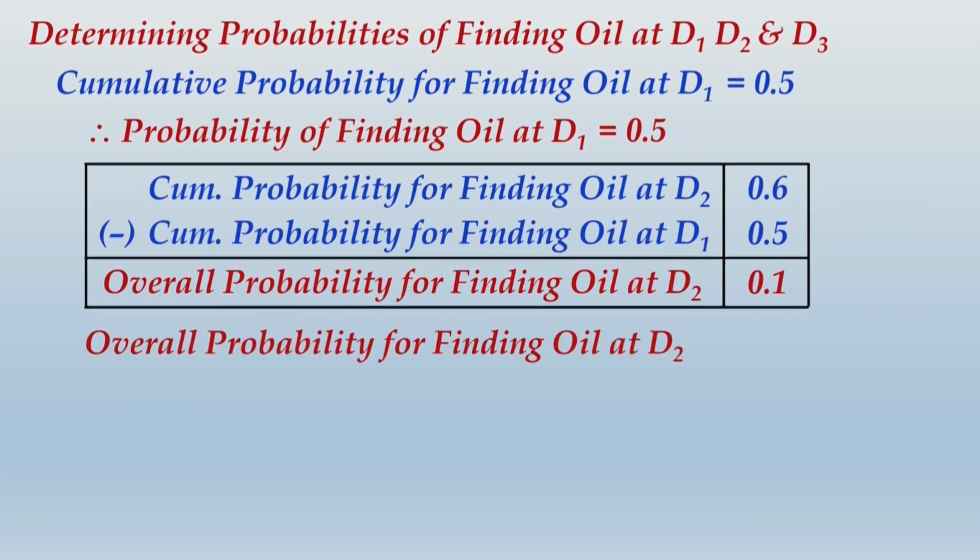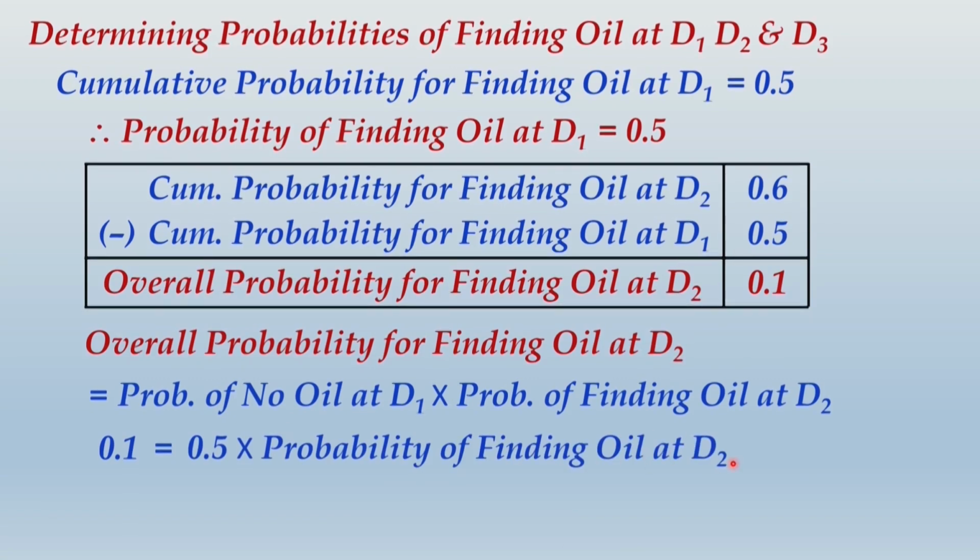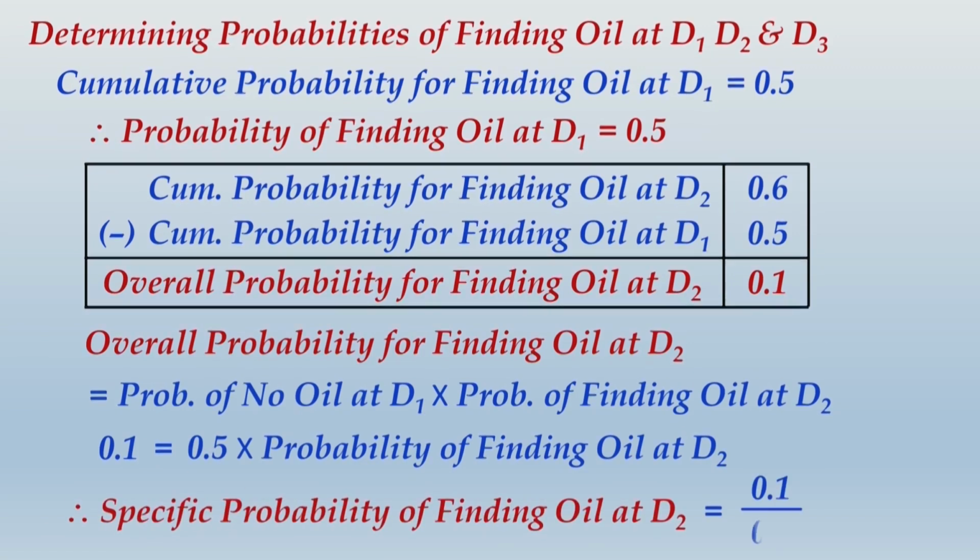The overall probability of finding oil at D2 will be probability of no oil at D1 multiplied by probability of finding oil at D2. So this overall probability of finding oil at D2 is 0.1. On the left hand side of the equation you will write 0.1, and on the right hand side it is probability of no oil at D1. Probability of finding oil at D1 is 0.5, so probability of no oil at D1 will also be 0.5. So 0.5 multiplied by probability of finding oil at D2. If you want to find the probability of finding oil at D2, it will be 0.1 divided by 0.5, and that would give you the specific probability of finding oil at D2, that is 0.2.